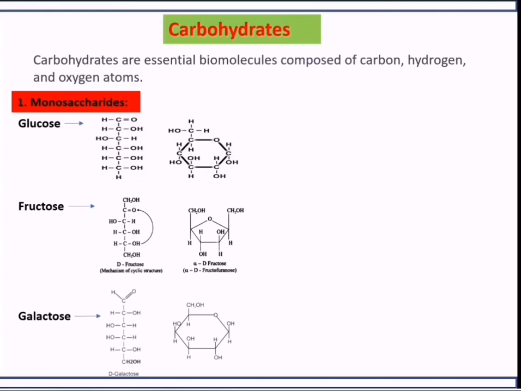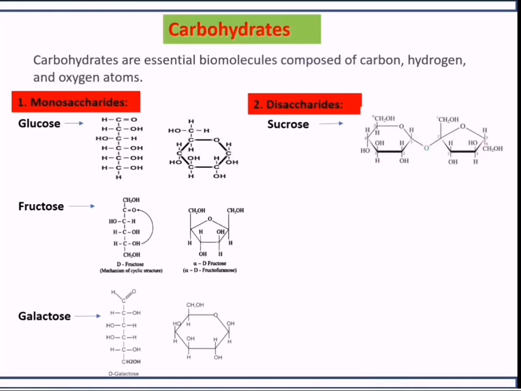Number 2 is disaccharides. Disaccharides are carbohydrates which consist of two monosaccharide units linked together. The first one is sucrose. Sucrose is composed of glucose and fructose, commonly known as table sugar.